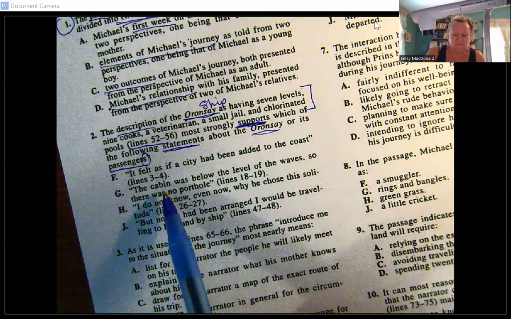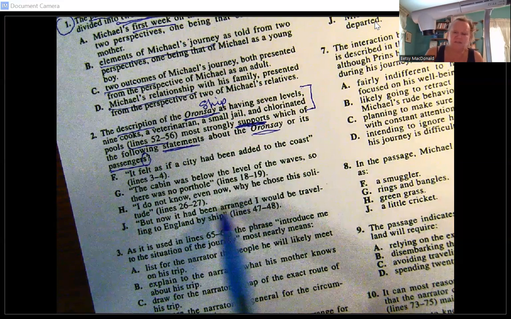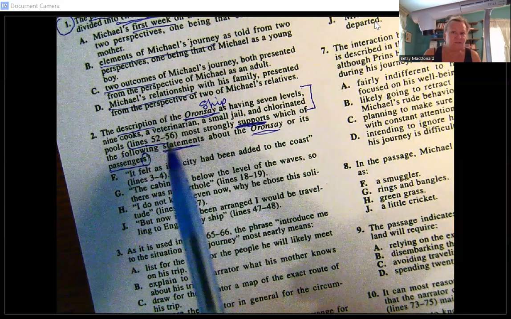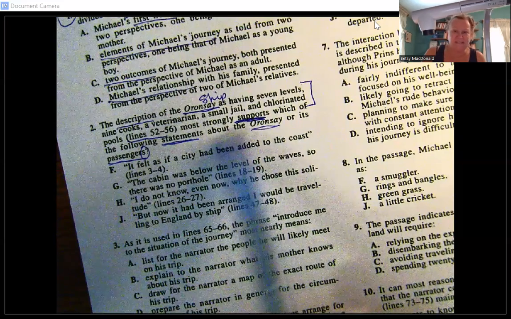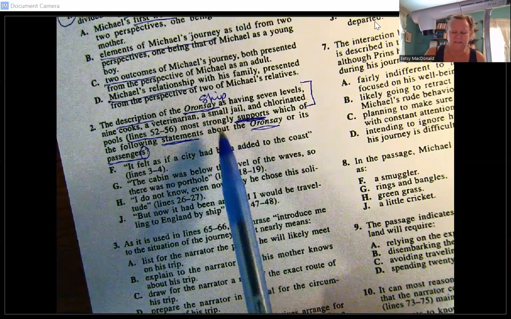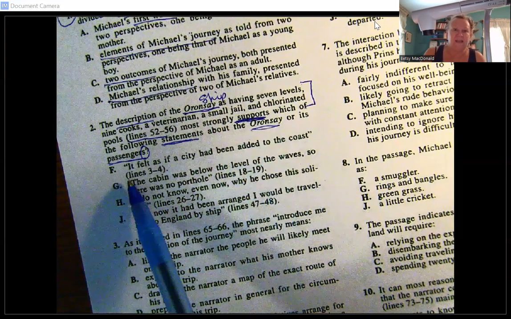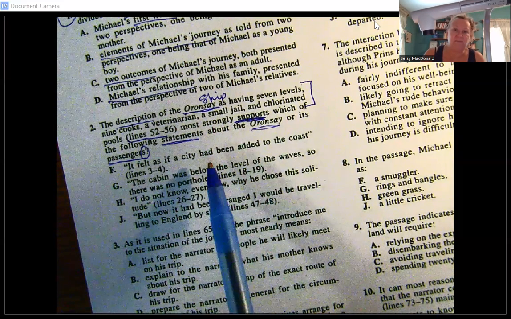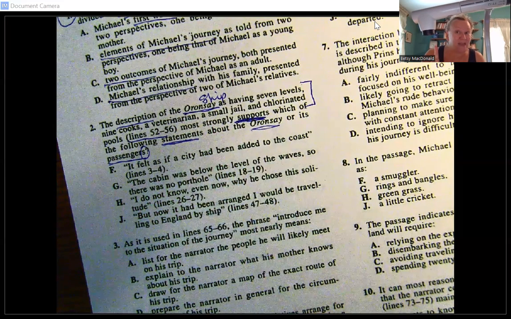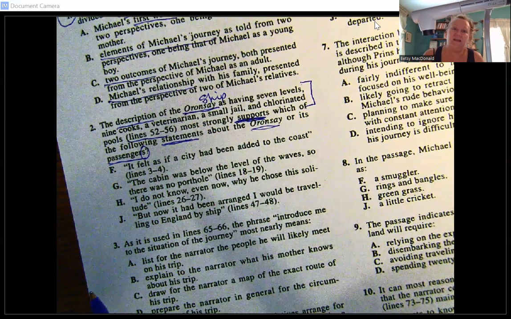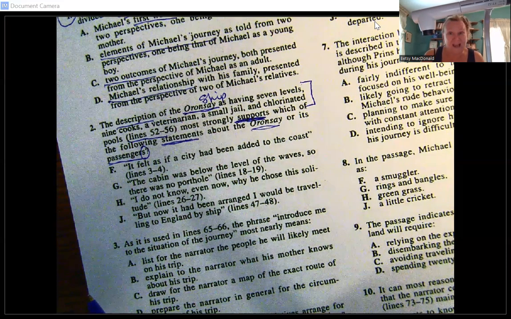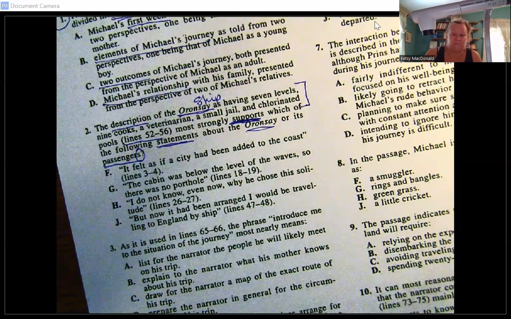Well, look at this. They've even given us these. So I'm not going to go read that yet. I want to see if I can eliminate some. All right. When they tell us this about the boat, what does it say about the ship and the passengers? It felt as if a city had been added to the coast. Did I hear that? Yes, I did. Okay, why would he say that? I felt like it felt as if a city had been added to the coast. When he got on this ship, he thought, oh my gosh, this is like a whole city.